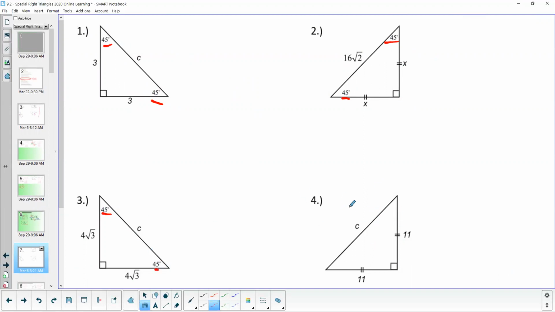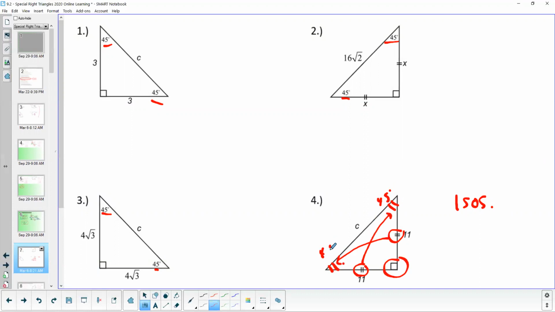Now, number 4 doesn't specifically say that it's 45 and 45, but it does give you tick marks. And these tick marks tell us that it is an isosceles triangle. And in an isosceles triangle, if two sides are congruent, then the angles opposite them are congruent. And since we already have a 90-degree angle here, the two remaining angles must be 45.